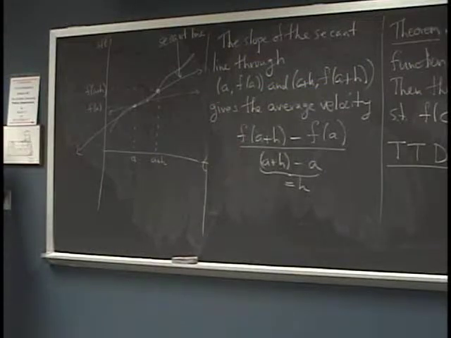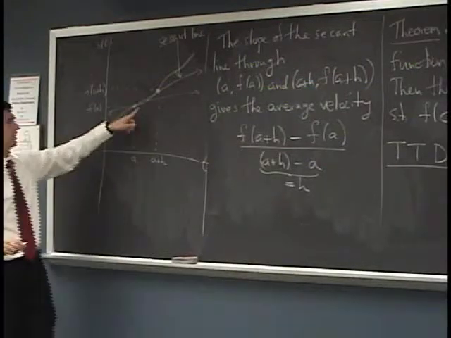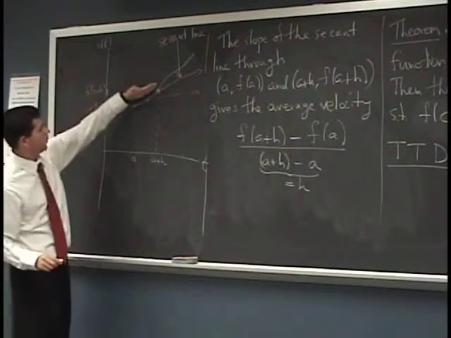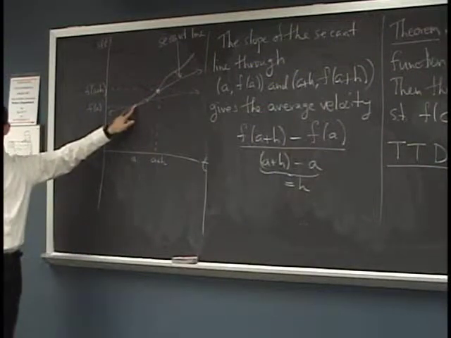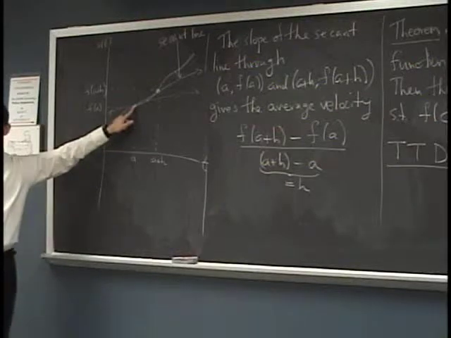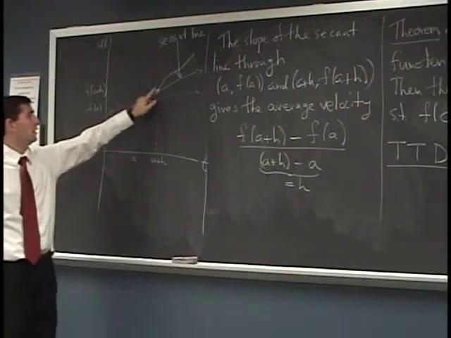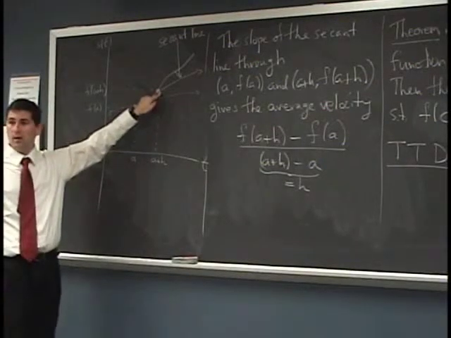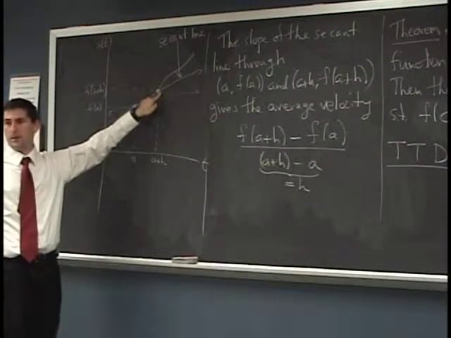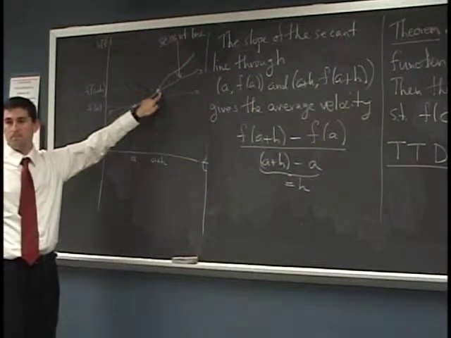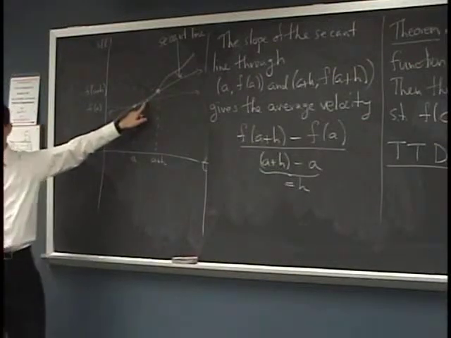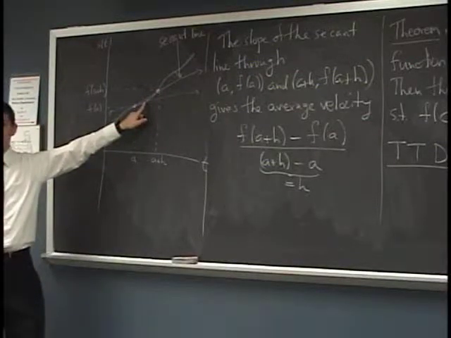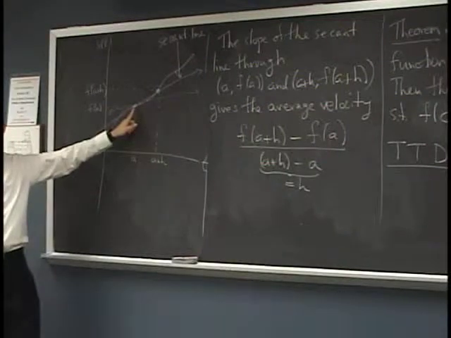What does that tell you? Well, that tells you that this original estimate of how fast you were going at this point is not a good one. And that should make some sense to you. The farther away your second point is, the worse estimate you're probably going to get. And the closer you bring it, the more likely your average velocity is going to be closer to your instantaneous velocity. Fair enough?